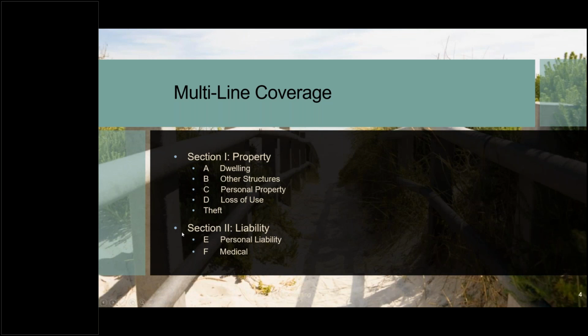Section 2 is liability, which covers you and your family members anywhere in the world. Again, you got the standard $100,000 of liability and $1,000 for medical, and you can always buy more.